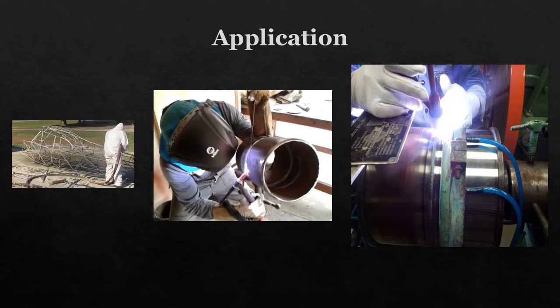Now, the application of the gas tungsten arc welding is various. The first picture shown the process of making aircraft frame that is done using this type of welding, while the second application of gas tungsten arc welding is for a jet engine casing and as a rocket motor casing.